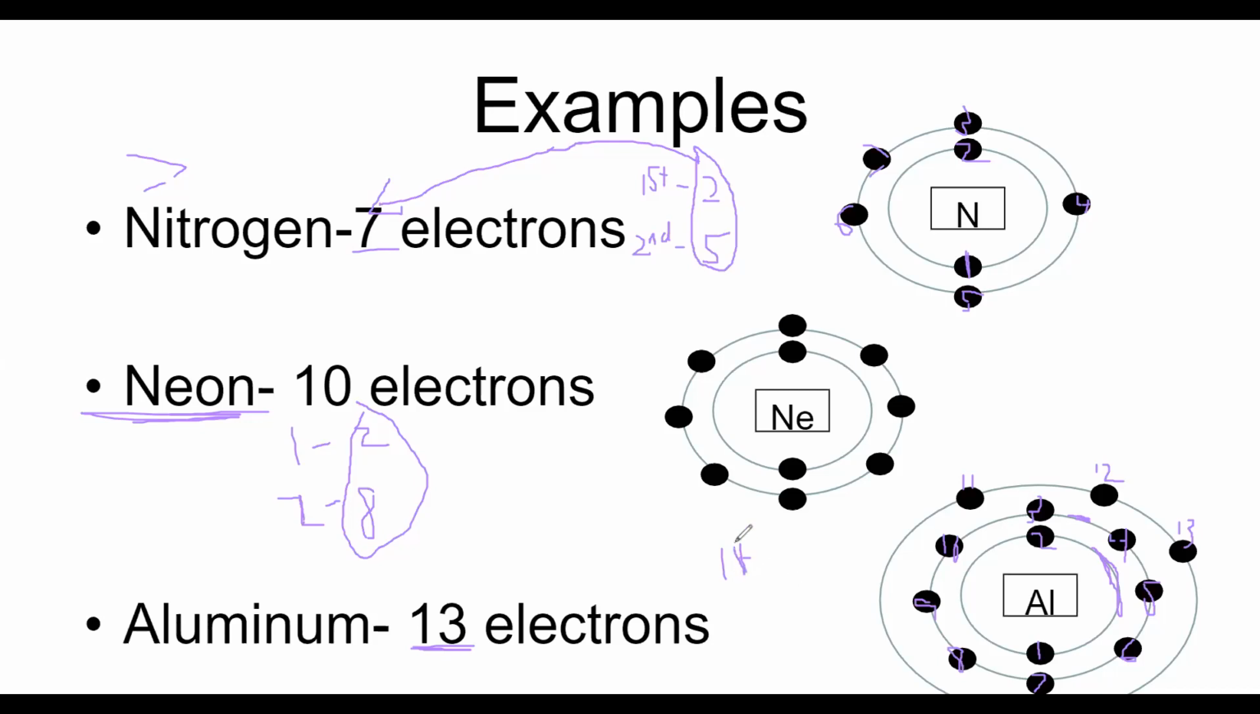And so because of that, we are able to determine that when you break it down by shell, aluminum has 2 on the first shell, 8 on the second shell, so you've got those all full, and then 3 on the third shell. And so 2, 8, and 3 together give us our total of 13 electrons for aluminum, with 3 of those being on the very outside shell out here.